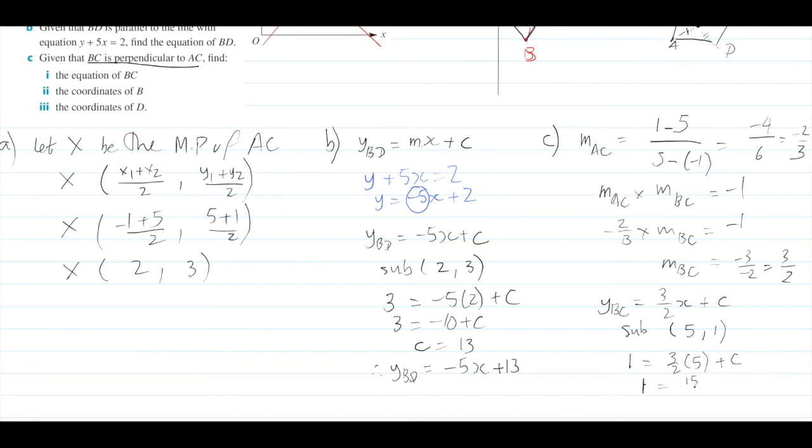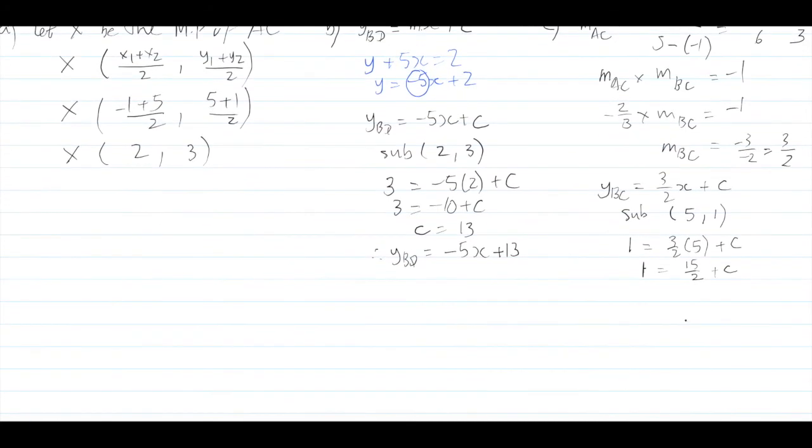1 equals 15 on 2 plus c, and therefore c is 1 minus 15 on 2, and with a bit of fractional subtraction, you get -13 on 2. So therefore YBC should equal 3 on 2x minus 13 on 2. The gradient is 3 on 2, we found that, and now we found the value of c. Just plug it in and you get the gradient and the y-intercept, and therefore the equation of the line BC. Okay, so that is part I.